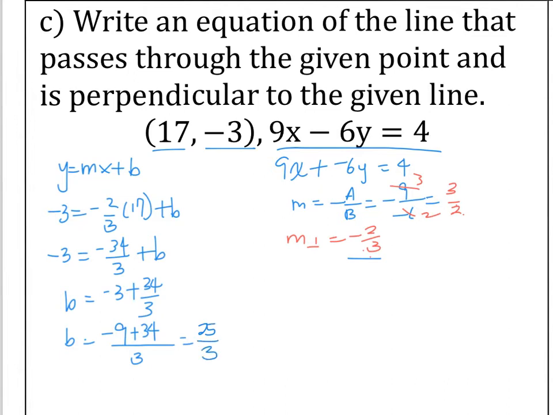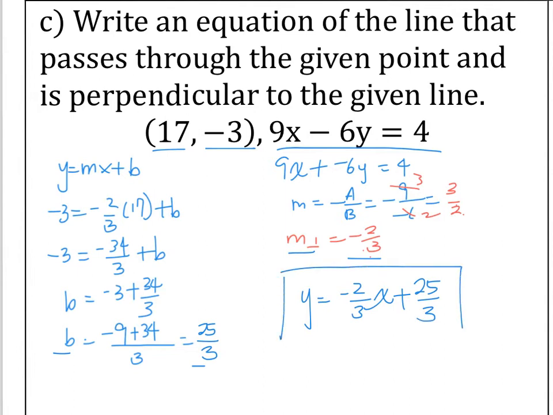So b, the y-intercept, is positive 25 over 3. Now I can write my equation of the line. y equals the perpendicular slope, negative 2/3 x, plus the y-intercept, 25 over 3. And to be 100% sure that your equation of the line is correct, you can substitute in the point (17, -3) to check.